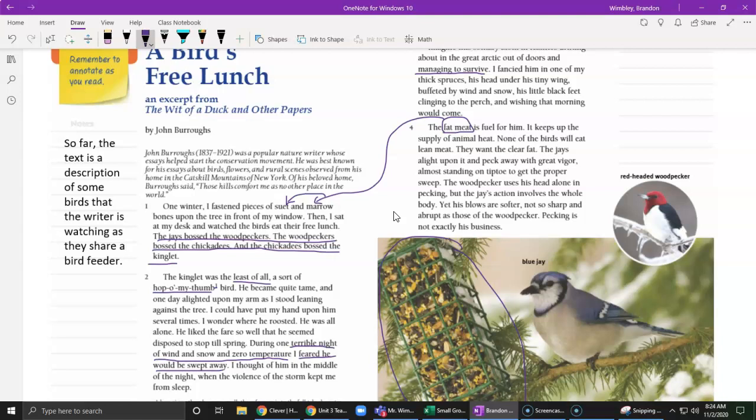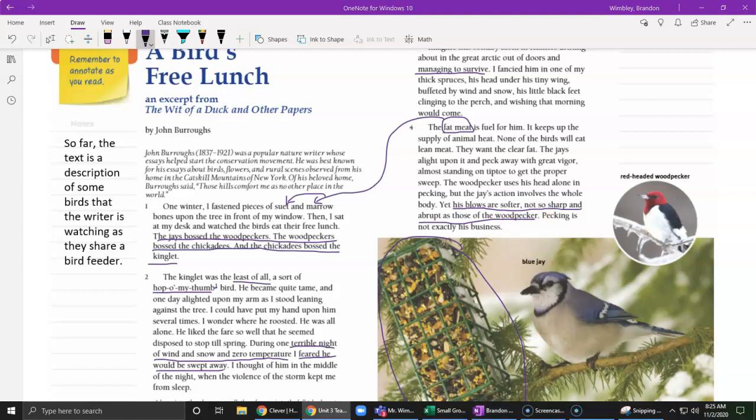The jays alight upon it and peck away with great vigor, almost staying on tiptoe to get the proper sweep. The woodpecker uses his head alone in pecking, but the jay's action involves the whole body. Yet his blows are softer, not so sharp and abrupt as the woodpecker. So here we're getting some more description of these birds. The blue jay has a soft peck. It's not as abrupt, it's not as sharp or as hard as that woodpecker. Pecking is not exactly his business.